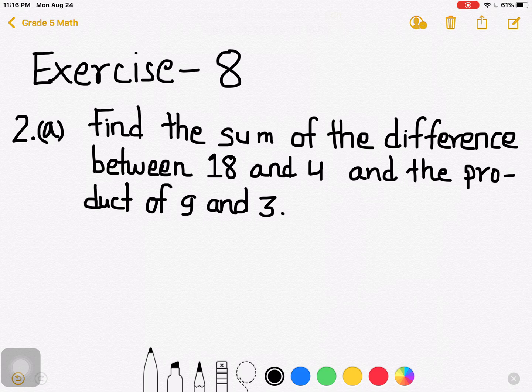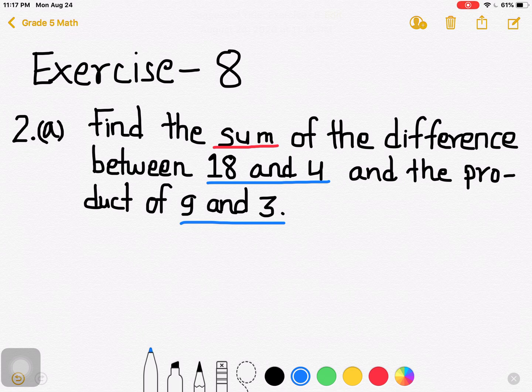Let me highlight what is asked here. Find the sum means we have to find the sum of what? Sum of the difference between 18 and 4 and the product of 9 and 3.